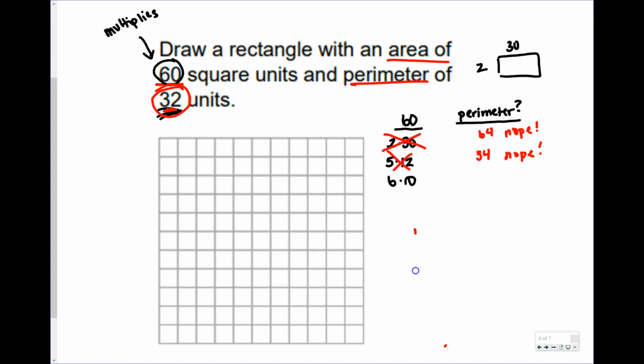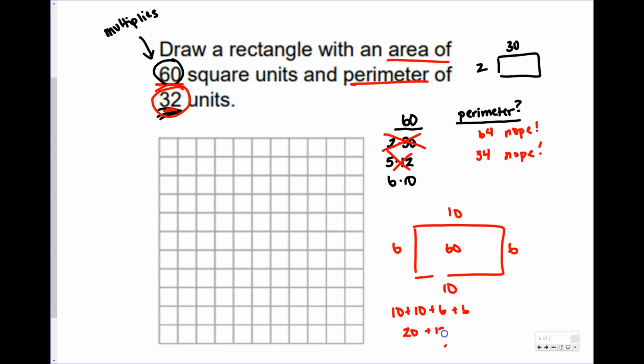So I need now 6 and 10. So let's do 6 here and 10 here. That gives me 60 in my middle, my area. This side must be 6. This side must be 10. So now let's add it all up. So 10 plus 10 plus 6 plus 6 gives me 20 plus 12, which gives me 32. Hey, look at that. Yeah, I got my 32. So that means that this is the rectangle that I need to put on this grid.